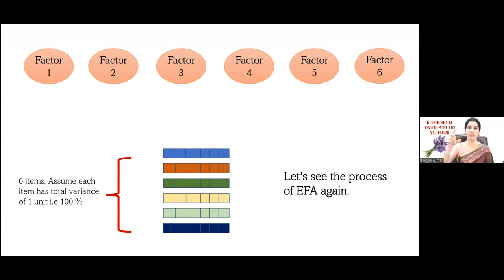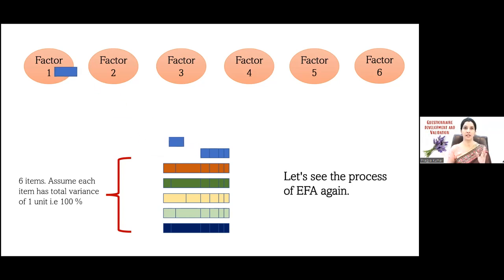that all the items will load on each factor. That's why I said that you hide loading less than 0.4. That's why in the column you will not see it. That means in this example, if there are 6 items in a questionnaire, there will be 6 factors. So assume there are 6 items, and we talked about the total variance, the shared variance and unique variance. So assume that each item has a total variance of 1 unit.